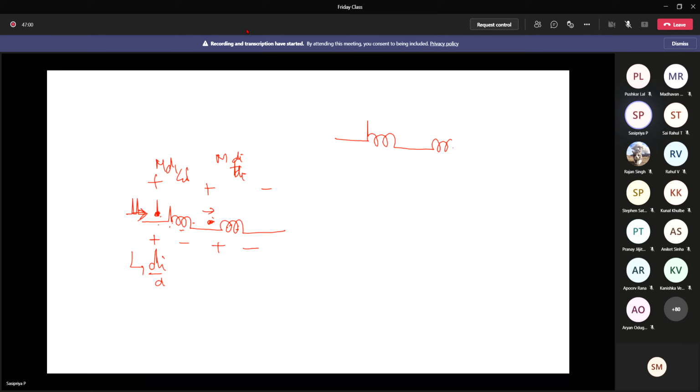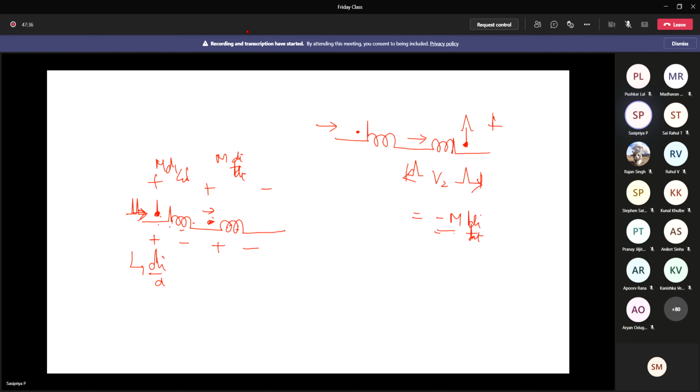I have my dots here and here. Now I have my current like this in the series circuit. My current is entering here, so how will the voltage be here? When your current is entering at the dotted terminal, the voltage will be positive. Here you have a positive voltage. But how do I represent my V2? My V2 is represented like this. So V2 is nothing but minus M into di by dt.